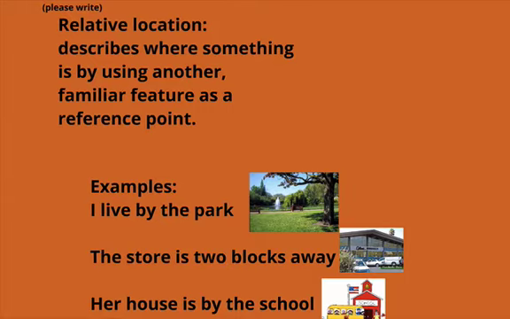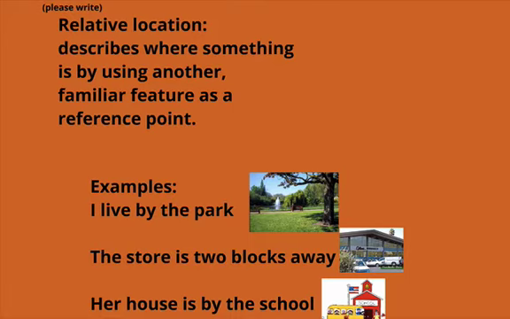Relative location is probably the most commonly used form of location. Relative location describes where something is by using another familiar feature as a reference point. So for instance, if you're having a friend come over and they want to know where your house is, you might explain it as, I live by the park. Or if your mom asks, where's the store that you're going to, you're going to say, the store is 2 blocks away. Or, I live by the school.